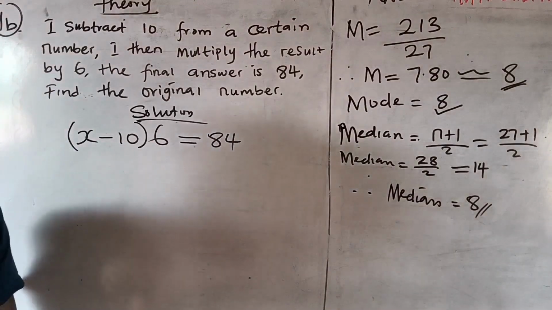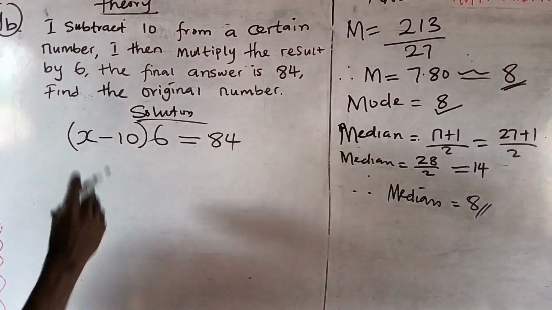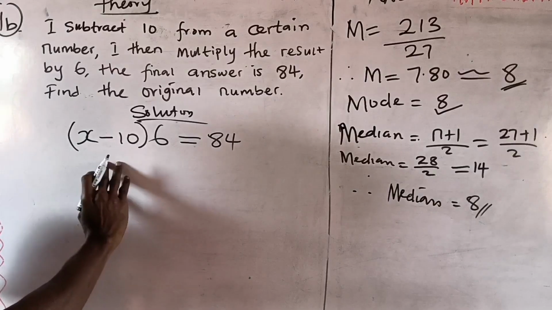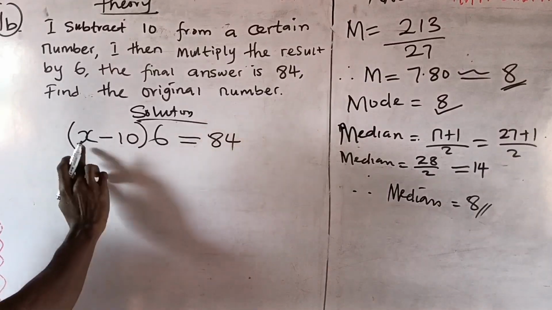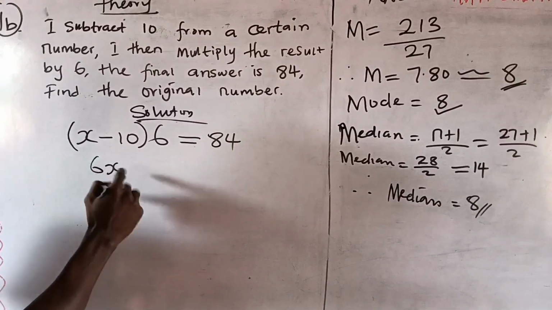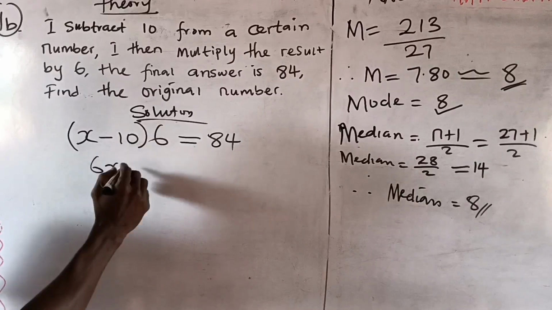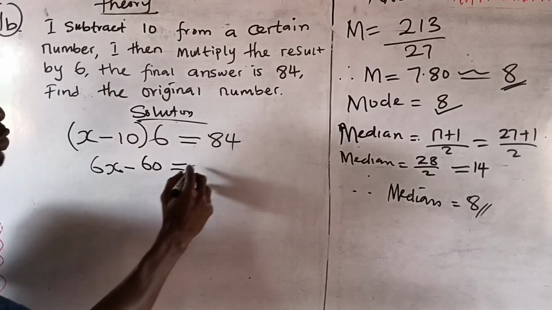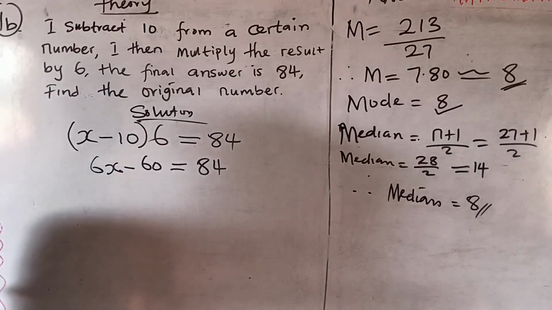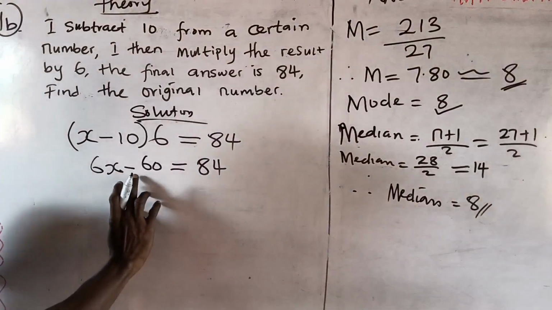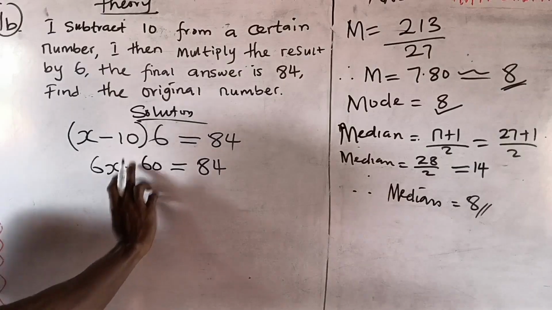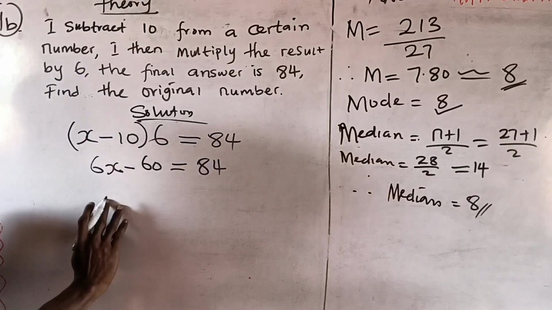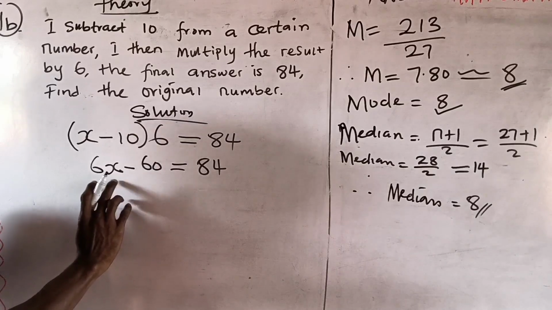So now let's work it out. This is the equation: 6 open bracket x minus 10 close bracket equals 84. Now we are using this 6 to bring out everything that is in the bracket. 6 times x will give us 6x. Put the minus sign, 6 times 10 will give us 60, equals 84. Are you following? Alright, so we are going to take this minus 60 to this side of the equation so that this 6x will stand, and at the end we'll get the result of the unknown.